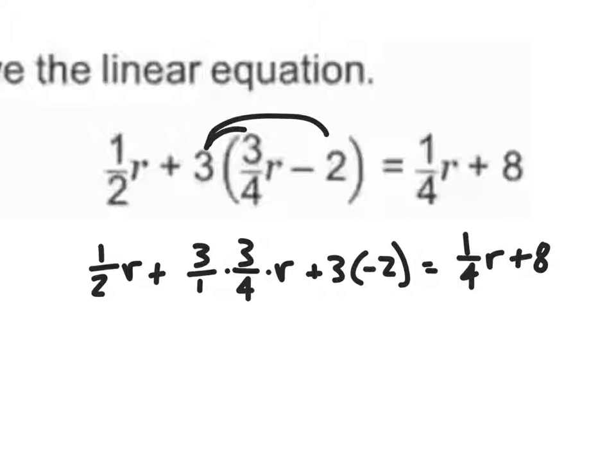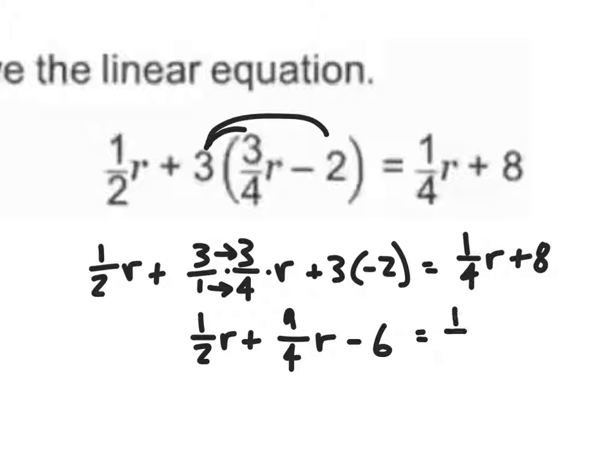Now the only thing I need to do is multiply these terms here and here. So 3 over 1 times 3 over 4. Remember, when we multiply fractions, we're just going to multiply across. So I've got 1/2 r plus 9/4 r minus 6 is equal to 1/4 r plus 8.